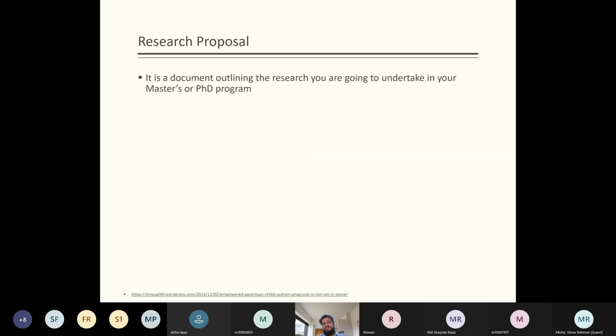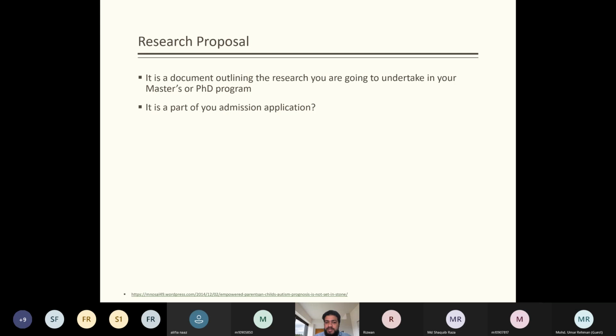Well, what is a research proposal? Basically, it's a document outlining the research that you're going to do in a master's or PhD program. This document goes along with your applications, and the requirement varies from university to university. Some universities require a very brief one, some require a very detailed one. But you're going to be submitting this document as a part of your master's or PhD application.